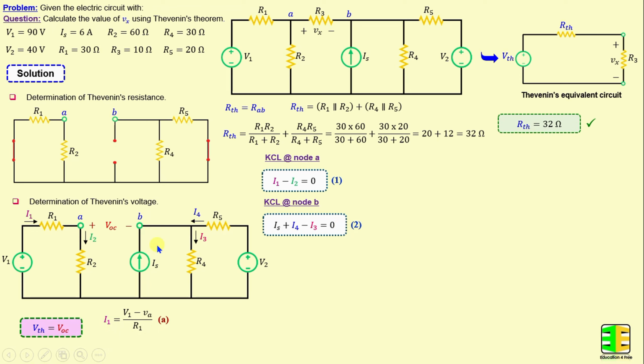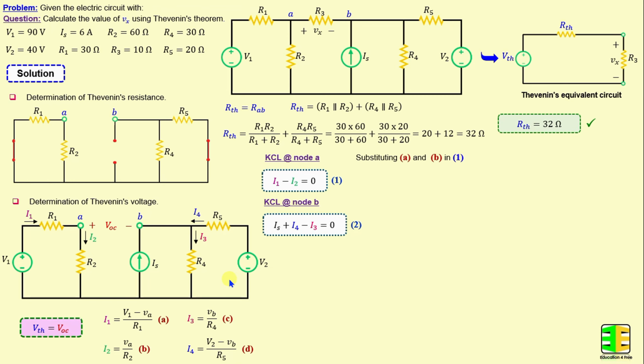According to Ohm's law, I1 is equal to V1 minus VA over R1, I2 is equal to VA over R2, I3 is equal to VB over R4, and I4 is equal to V2 minus VB over R5, where VA and VB are respectively the node voltage at node A and B.